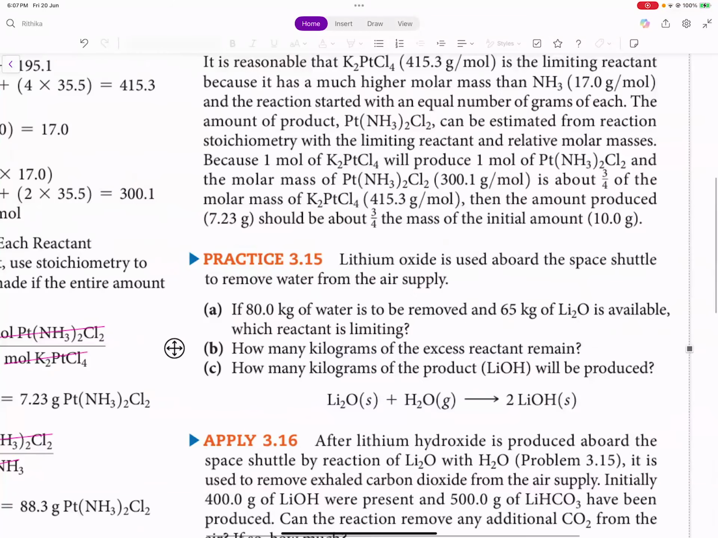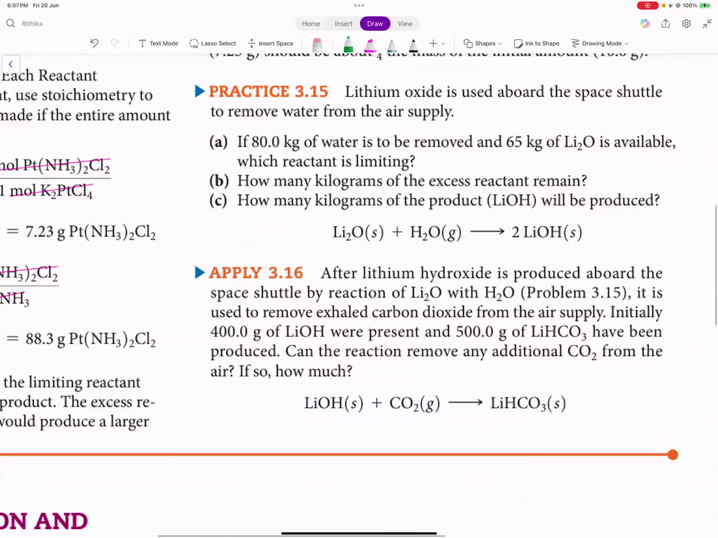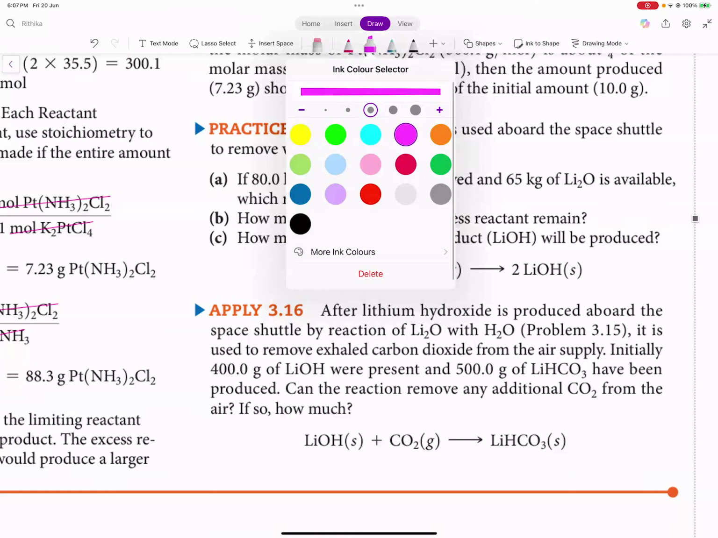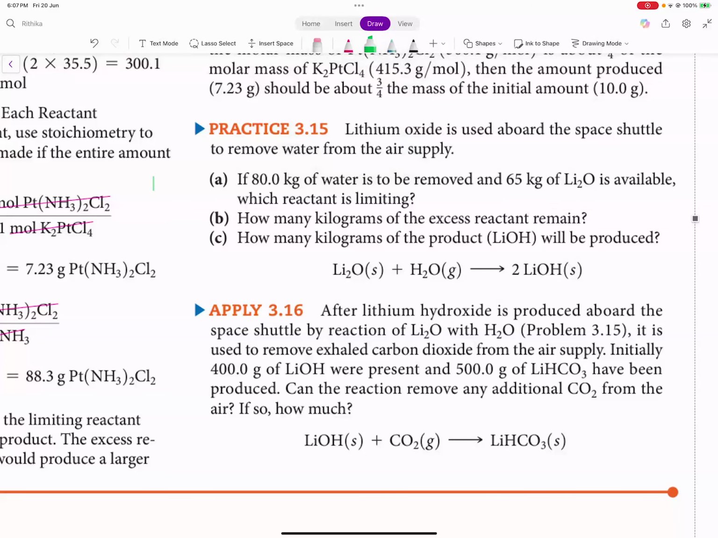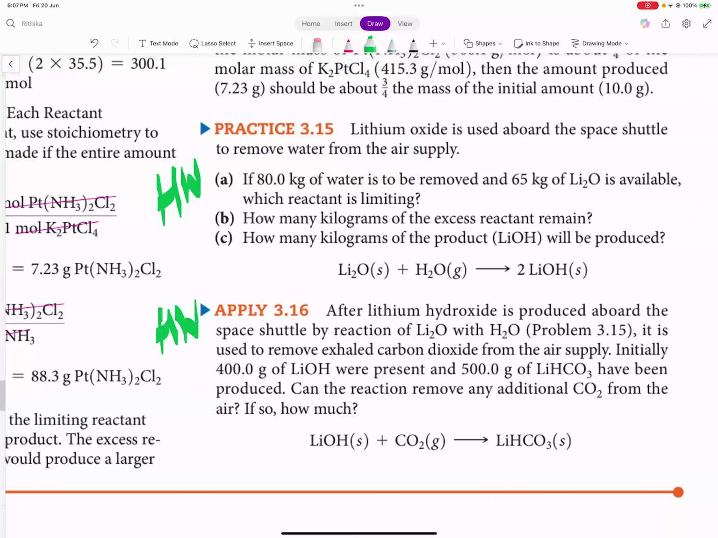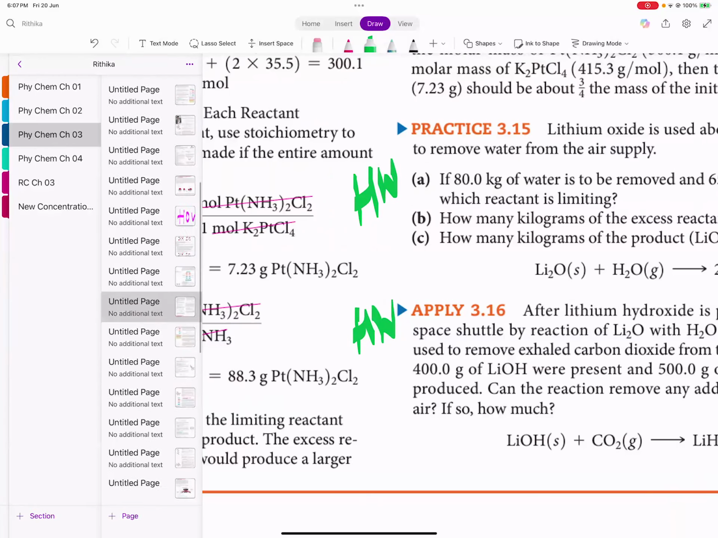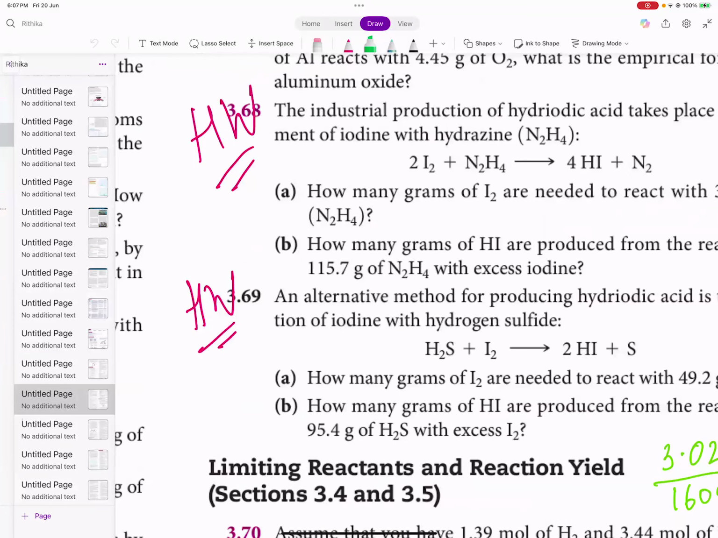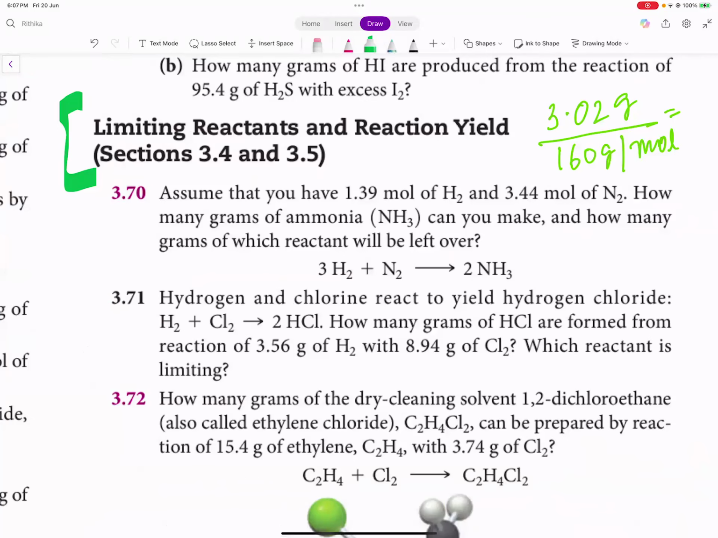So now you see what your homework is. I'll send it to you. Practice, practice. These are homework. When you go to chapter 3 at the end, you will see this limiting reactant section. So here, homework. Got it?